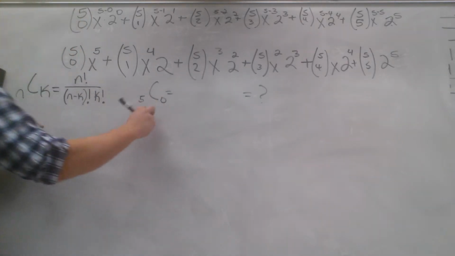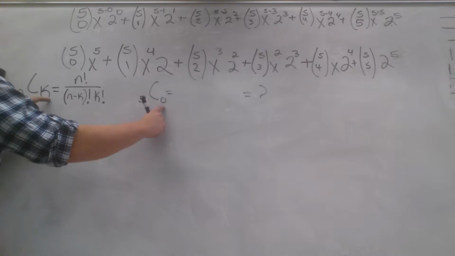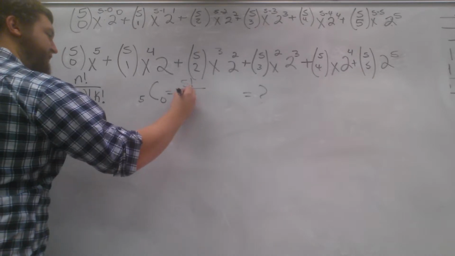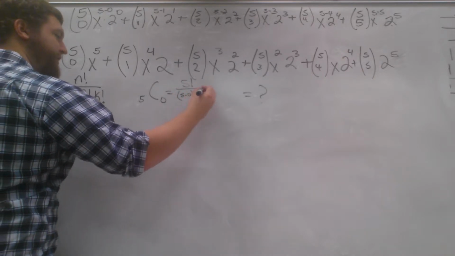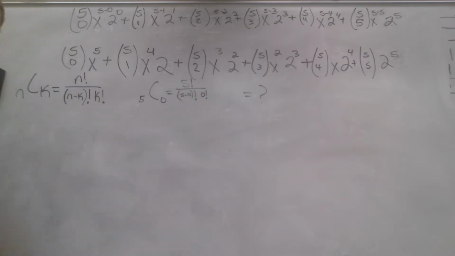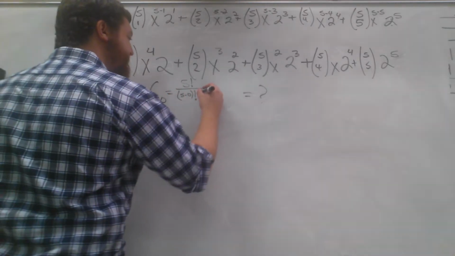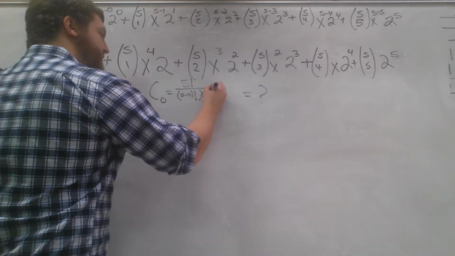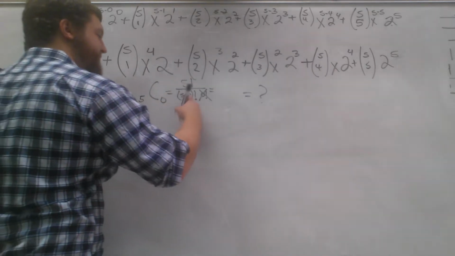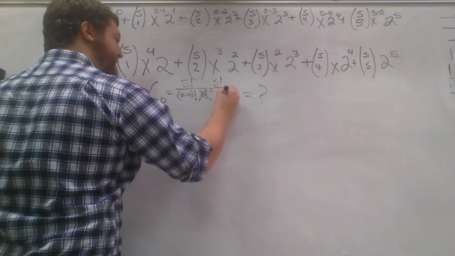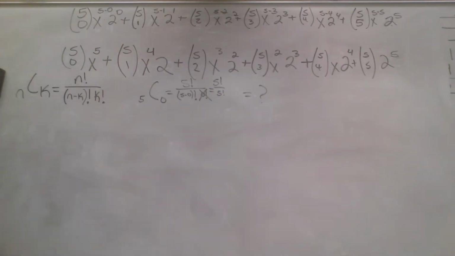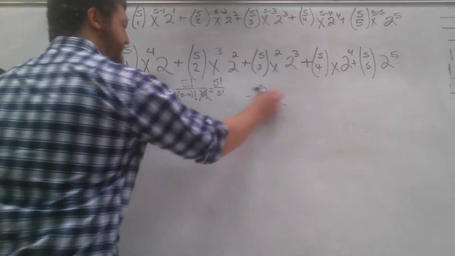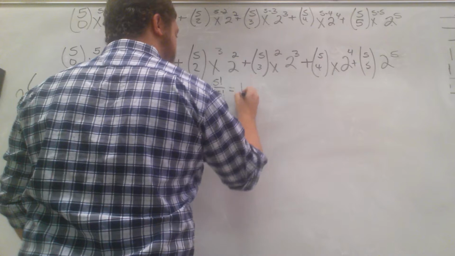So I do 5 is my N, 0 is my K, and I plug it into this equation. So I do 5 factorial over 5 minus 0 factorial times 0 factorial. Well, 0 factorial, I want you to just treat it as 1, as if it's not there at all. Just forget it. So what's 5 minus 0? 5. So I get 5 factorial over 5 factorial. What's anything over itself? It's 1. So this magical answer I get here is 1.